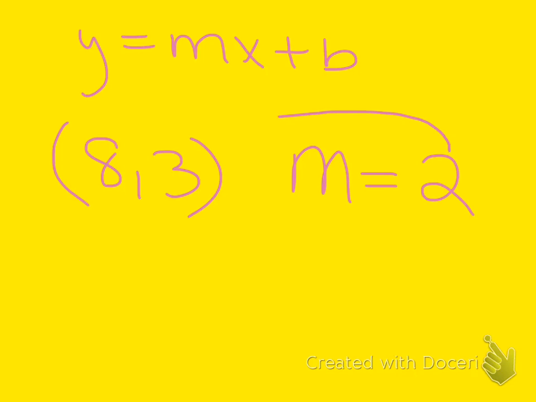Okay, so this is what we're going to do. We know that m goes in here. This is an x and this is a y. So the x value goes in for the x, and the y value goes in for the y. And then you just have to solve for b. It's easy. Okay, so let's do that. I'm going to make this not so big because we need more room to work.